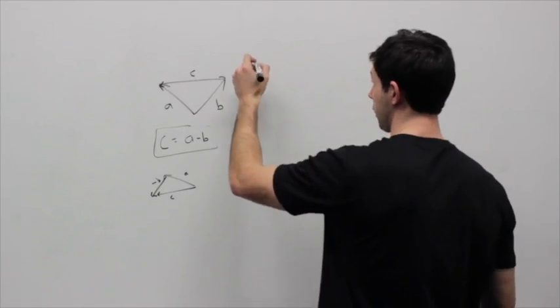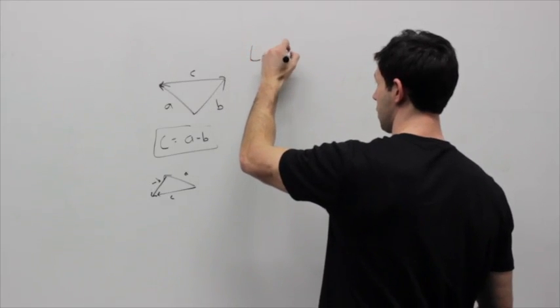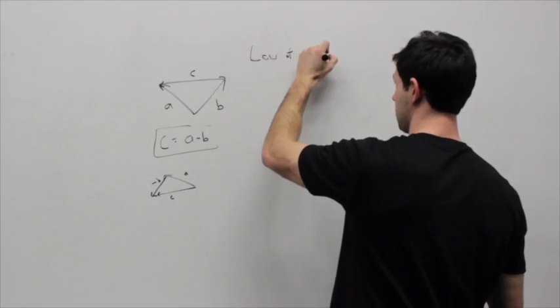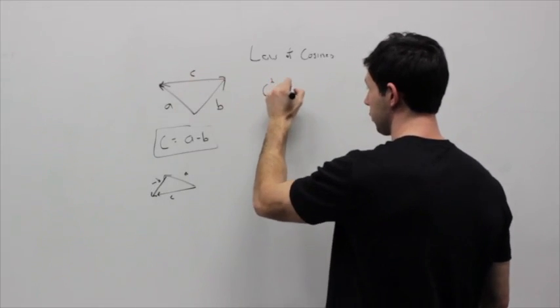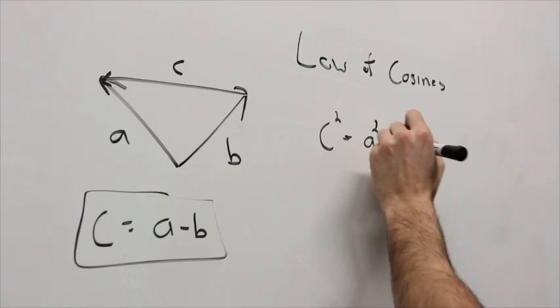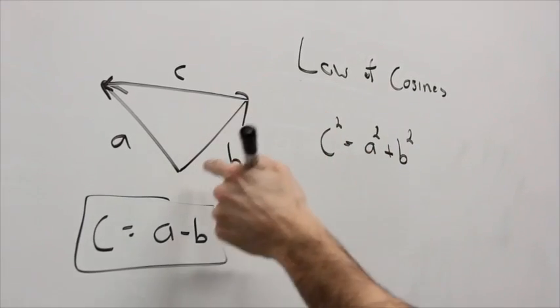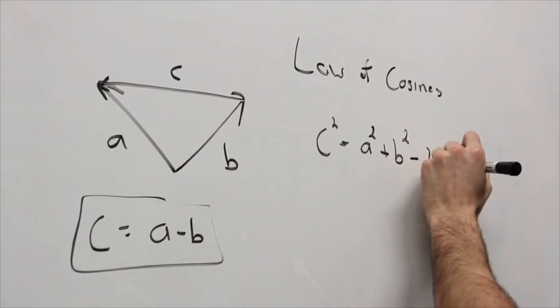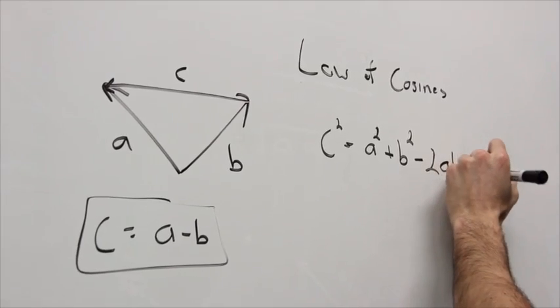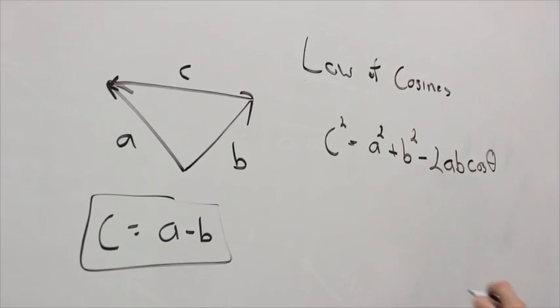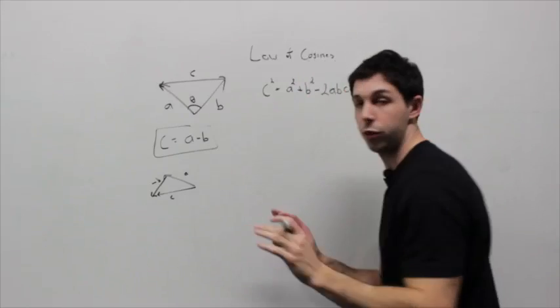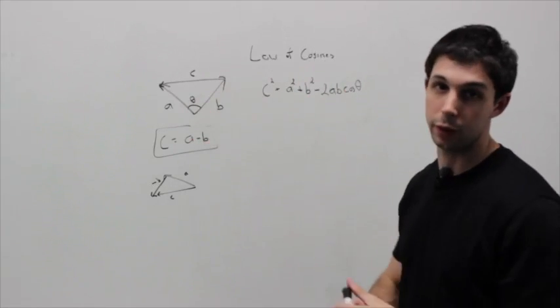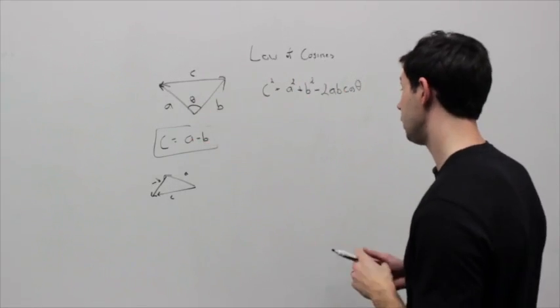So the law of cosines is just C squared, so this length squared, equals A squared, this length squared, plus B squared, minus 2 times A, B, cosine of theta, where theta is this angle. And we're not dealing with anything orthogonal right now. That can be any angle between 0 and pi over 2, really.